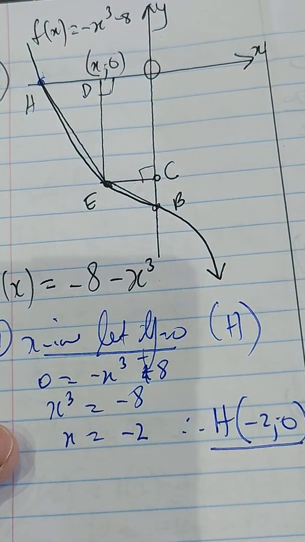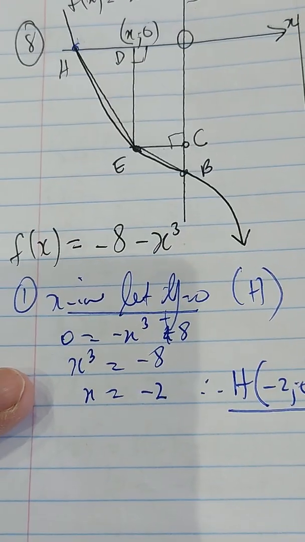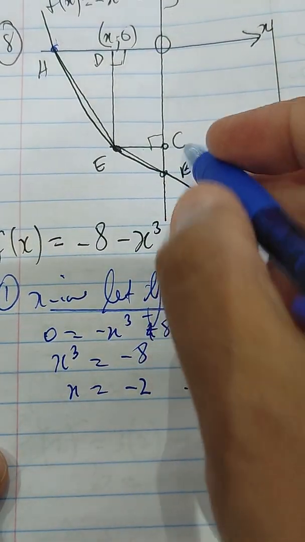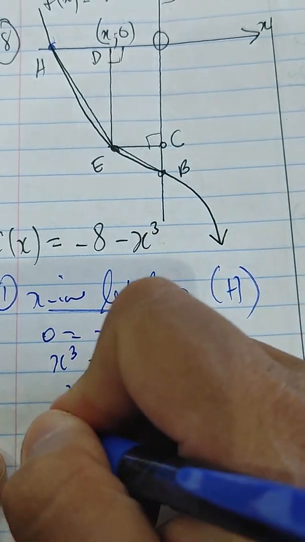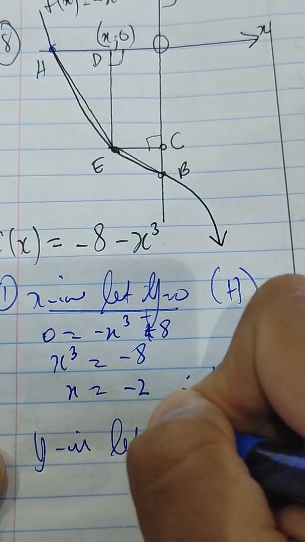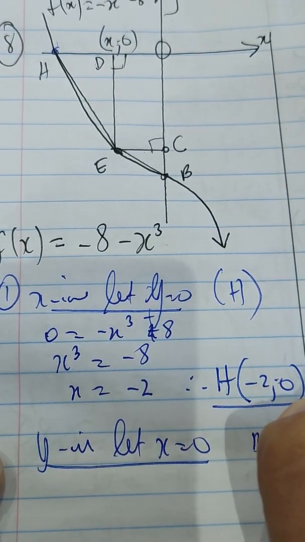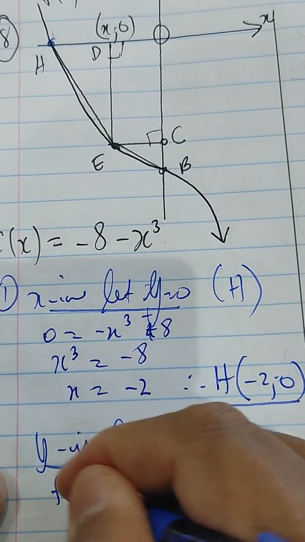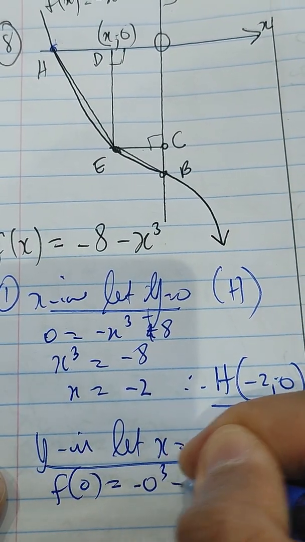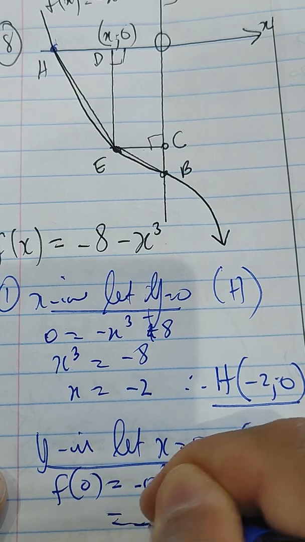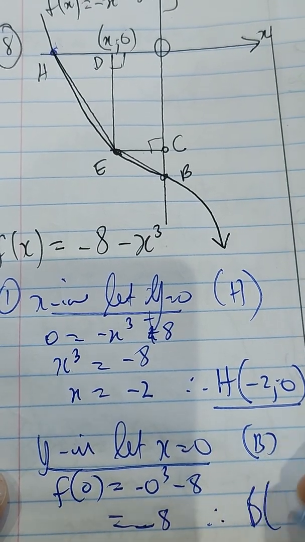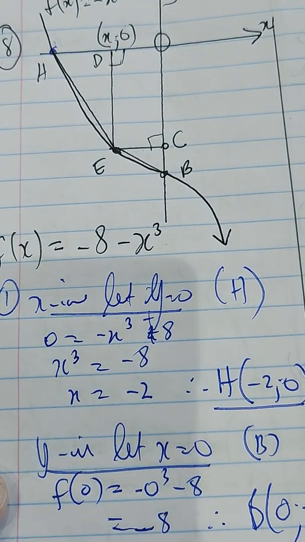So that's H. To calculate B, it's your y-intercept. What do you do for the y-intercept? Let x equal to 0. So we say f of 0 equals negative 0 cubed minus 8, which is negative 8. So therefore B is 0 and negative 8.